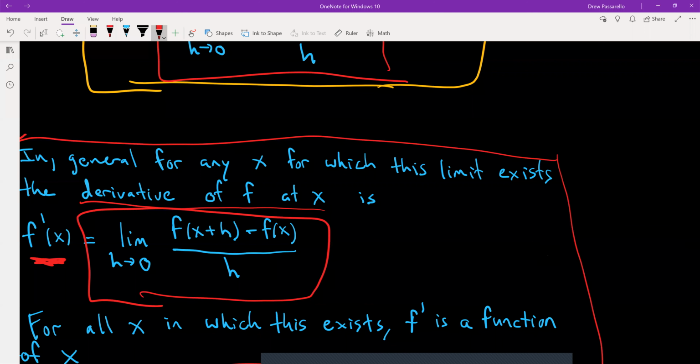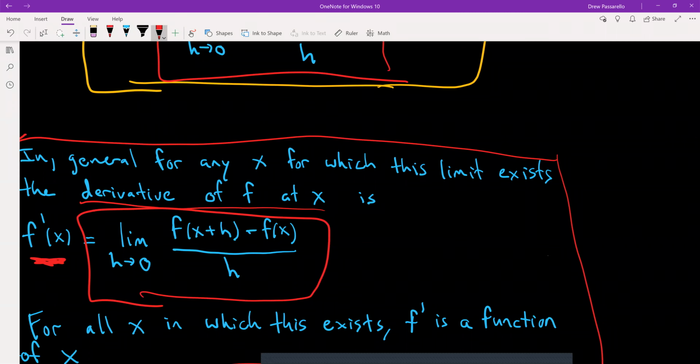And this is read as f prime of x, with what looks like a quotation, a single quotation mark. It's going to be called prime. So f prime of x is how you say that. So f prime of x is the derivative, and it's equal to the limit as h goes to 0 of f of x plus h minus f of x divided by h.